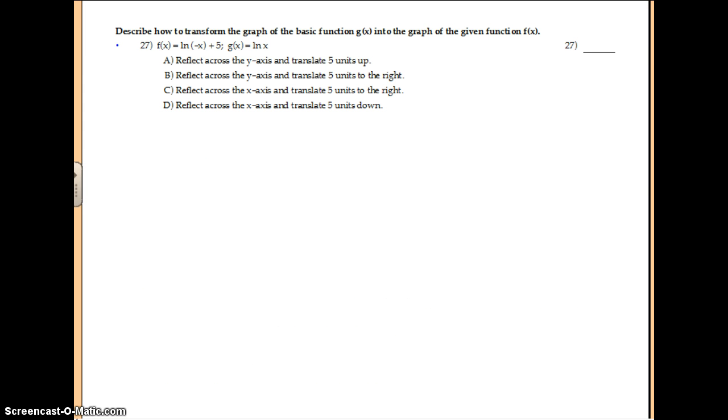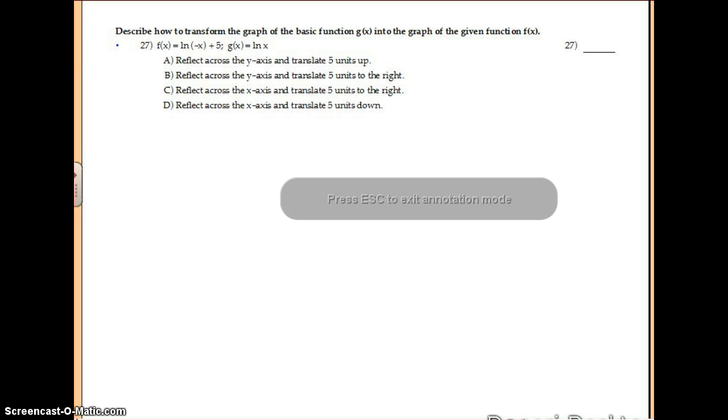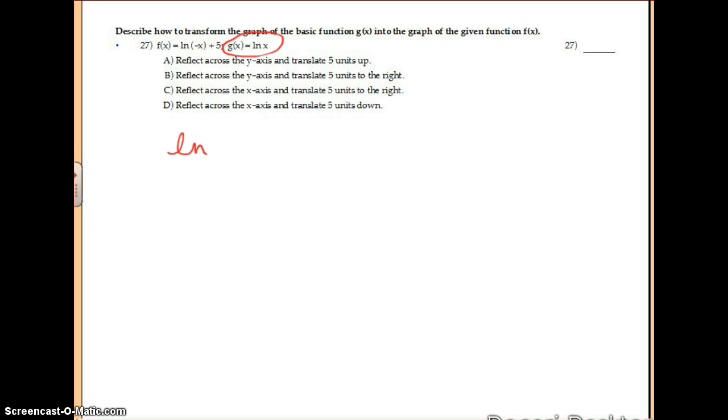All right, number 27, describe how to transform the graph of the basic function g of x to the graph of the given function f of x. So we've got our basic function, that's what we're going to start with. It's a natural log of x, and we want to know what happens to our graph when we go from the natural log of x to f of x, which is the natural log of negative x plus 5.